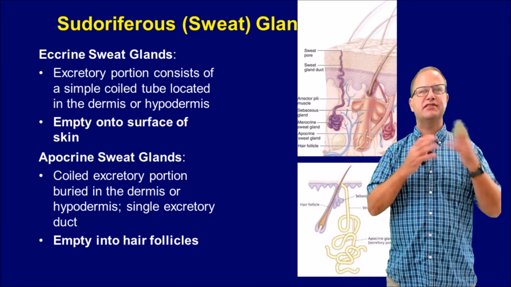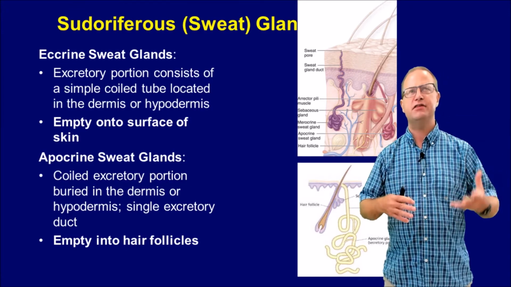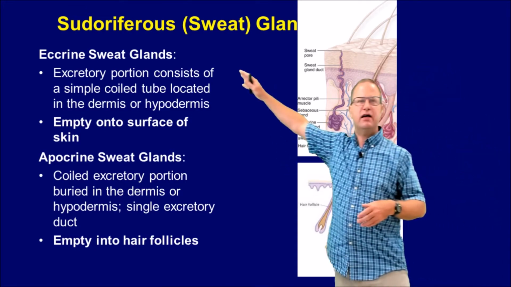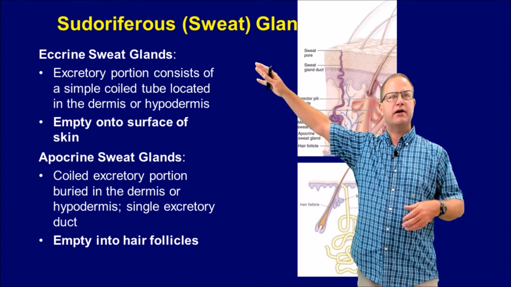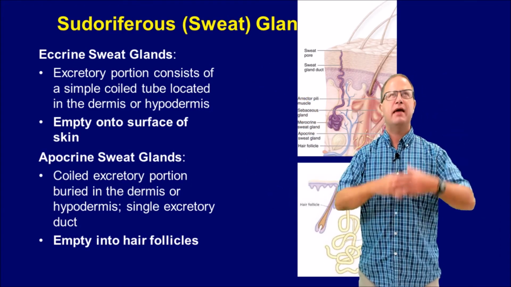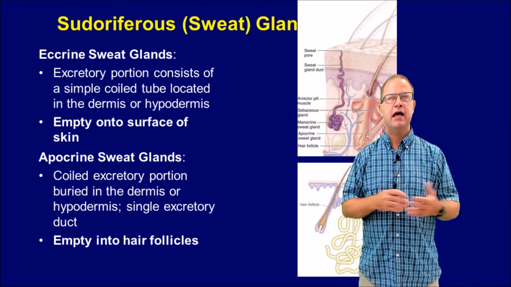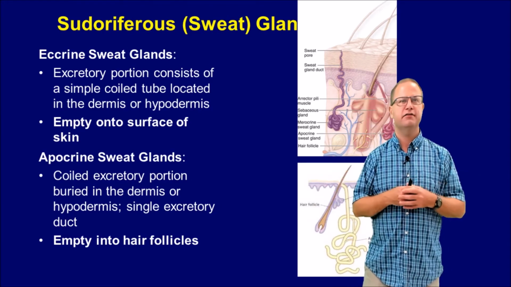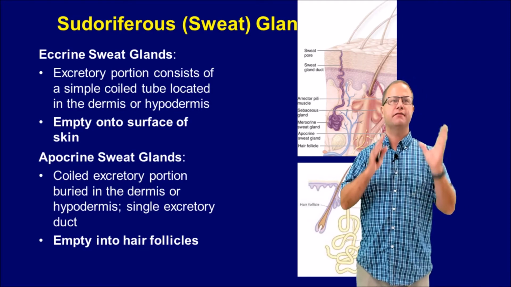Okay, our next type of accessory structure in the skin are called sudoriferous glands. And sudoriferous glands is just a fancy word to say sweat glands. So we have two different types of sweat glands, our eccrine sweat glands and our apocrine sweat glands. So eccrine sweat glands are the normal sweat glands. They produce sweat, and the main purpose of the sweat is to cool us and get rid of excess body heat. It also is a way to get rid of a little bit of electrolytes, some urea like I talked about before. But the big thing with eccrine sweat glands is they empty directly onto the surface of the skin.